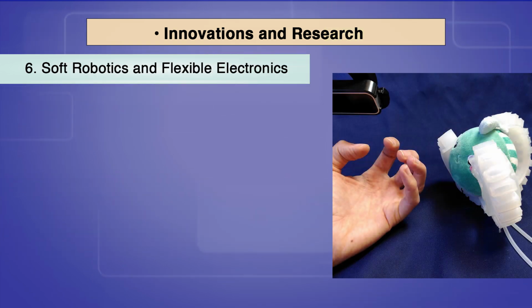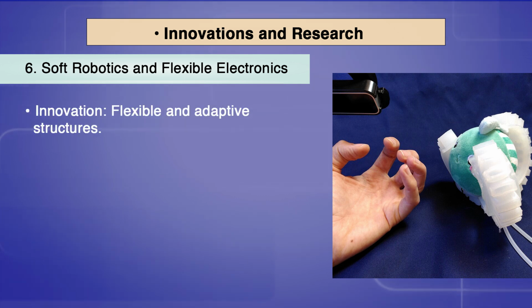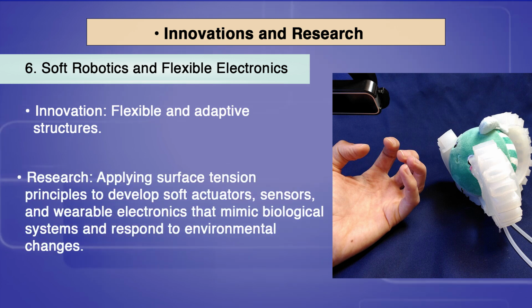In soft robotics and flexible electronics, innovation is in flexible and adaptive structures, and research is applying surface tension principles to develop soft actuators, sensors and wearable electronic gadgets that mimic biological systems and respond to environmental changes.